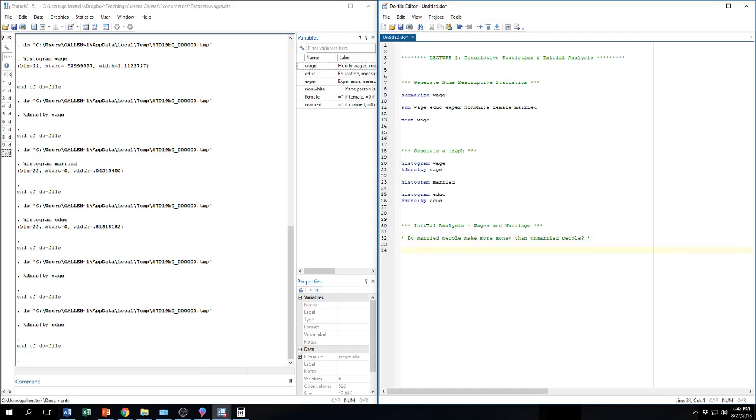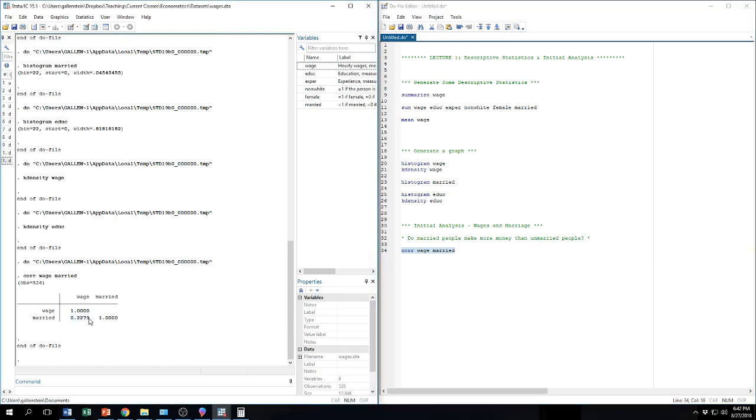So our initial analysis. Well, how do we do it? There's a couple of thoughts that come to my mind initially. One would be, I might be very interested in just doing a correlation. What if I wanted to calculate the correlation coefficient? So let's do that. The correlation coefficient between wage and married. Let's take a look.